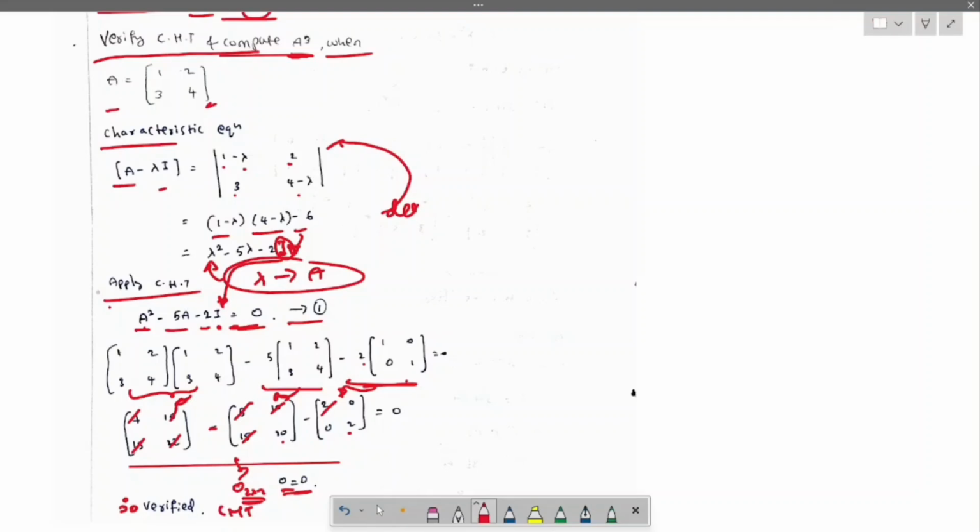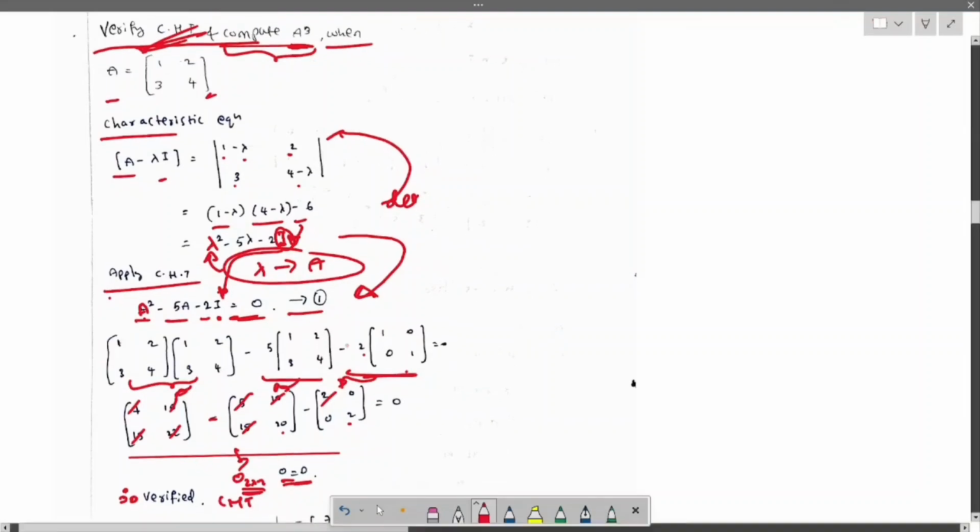So this is how you verify the Cayley Hamilton theorem, in this format. Nothing but replacing the characteristic equation's variable with the given matrix A, so the characteristic equation turns into the characteristic polynomial. Now half of the question is completed. Verifying the CHT is completed. Now what are we left with? We are left with A power 3. Since the CHT is verified, now we can easily find A cube also.